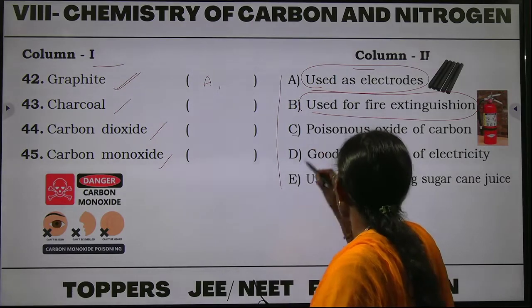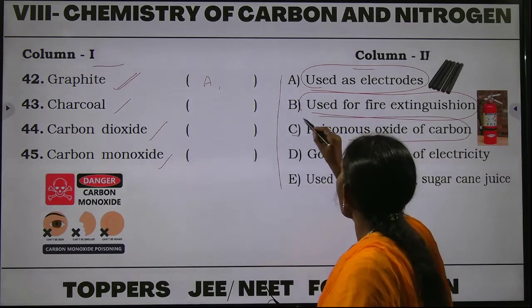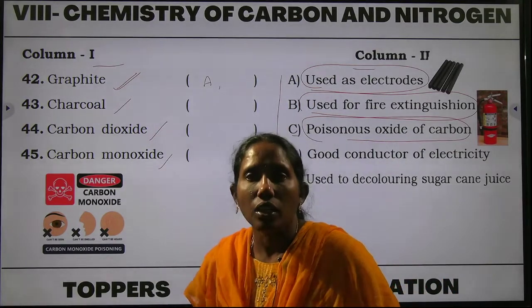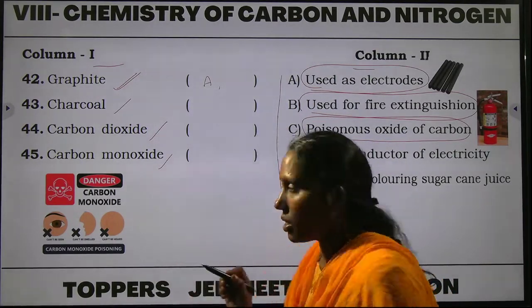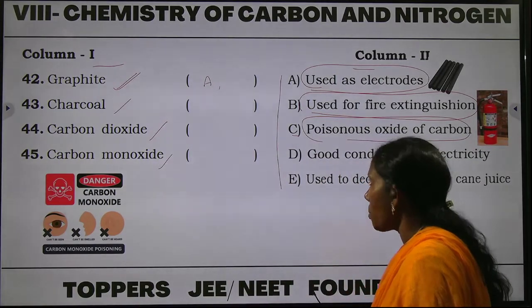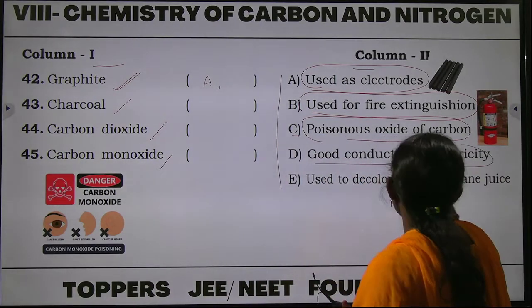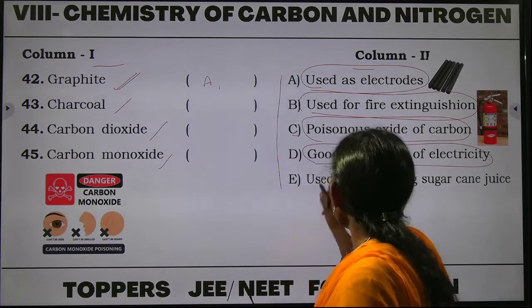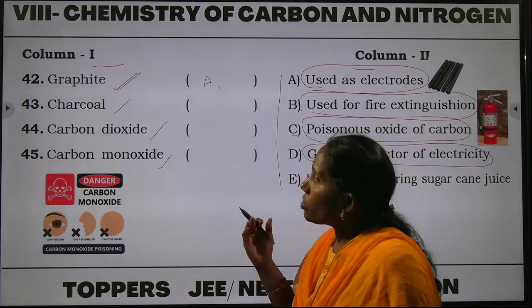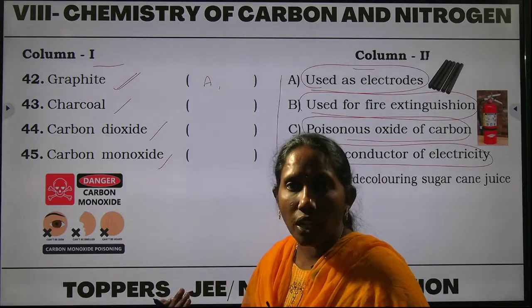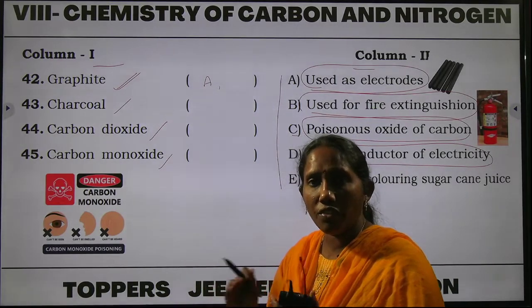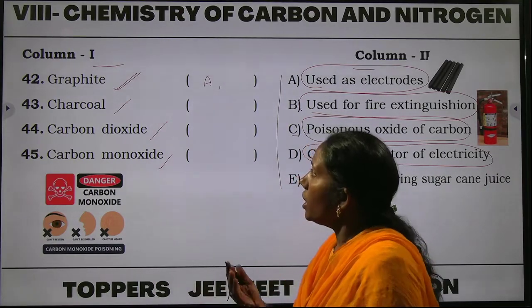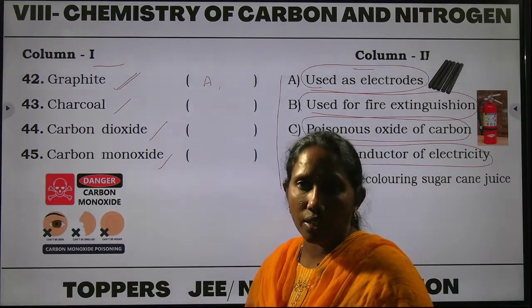Coming to the C option, poisonous oxide of carbon. No, graphite is one of the crystalline allotropes of carbon and it is not at all poisonous. So not even the C option. Good conductor of electricity. Yes, graphite is a good conductor of electricity. Why it is a good conductor: based on its structure there is one free electron. Because of the mobility of the free electron in that structure it conducts electricity. Then we can say graphite is a good conductor of electricity.